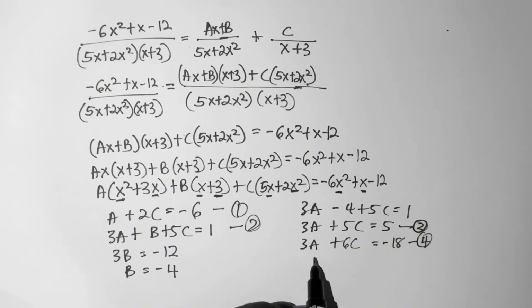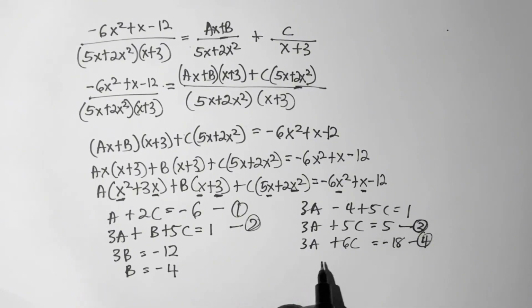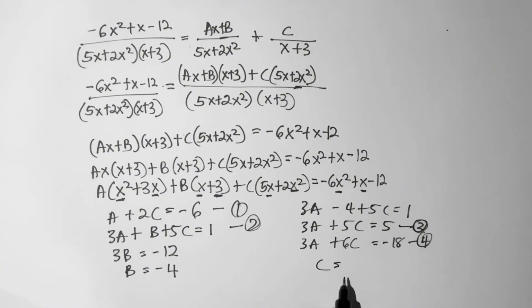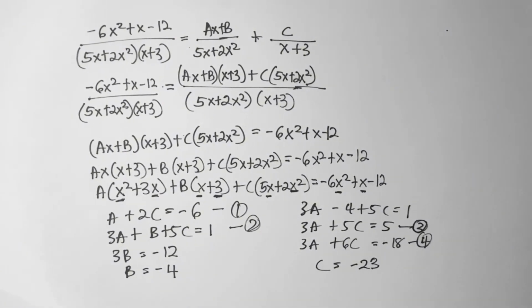Now let's subtract equation 3 from equation 4. So 3a minus 3a is 0. So 6c minus 5c equals minus 18 minus 5, which is going to give us minus 23. So c is equal to minus 23.